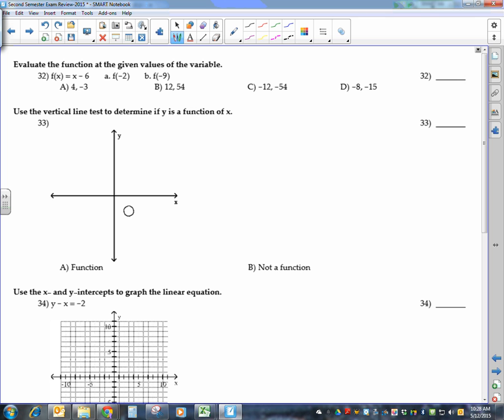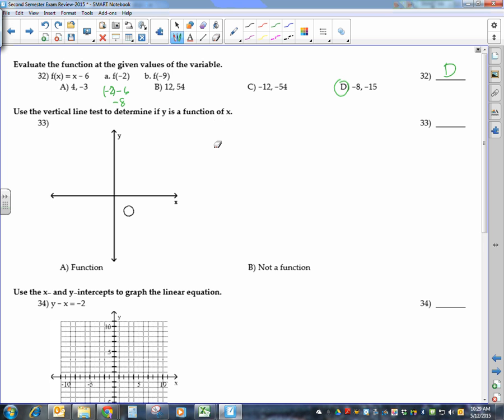Okay, 32. Evaluate the function of the variable for the given values. When you see that, you're plugging in, this is just notation. So negative 2 means negative 2 minus 6. Negative 2 minus 6 is negative 8. So which one has negative 8 first? D. That's the only one. You didn't have to do the second one. Okay? So keep that in mind.